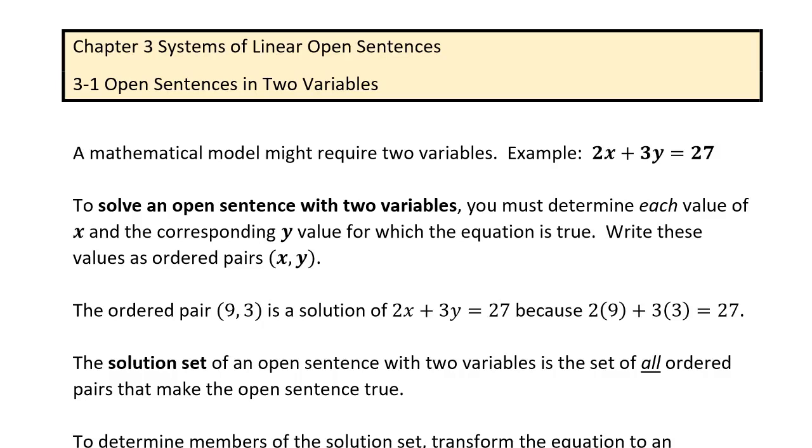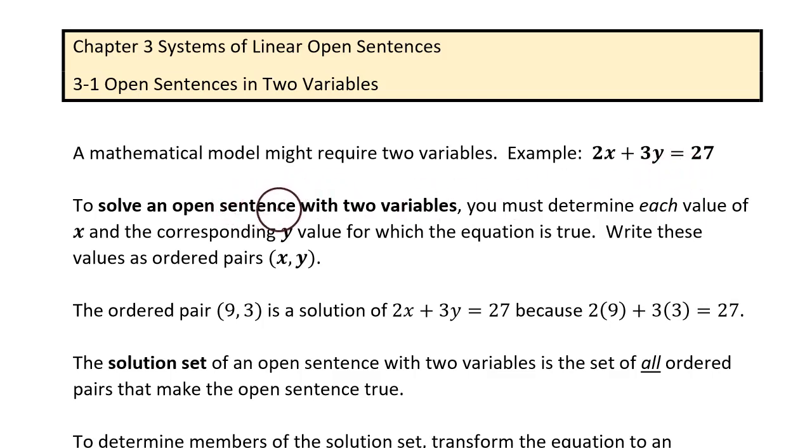We're beginning Chapter 3, Systems of Linear Open Sentences. This video is for Section 3-1, Open Sentences in Two Variables. A mathematical model might require two variables. For example, 2x plus 3y equals 27 is a mathematical model for some situation.